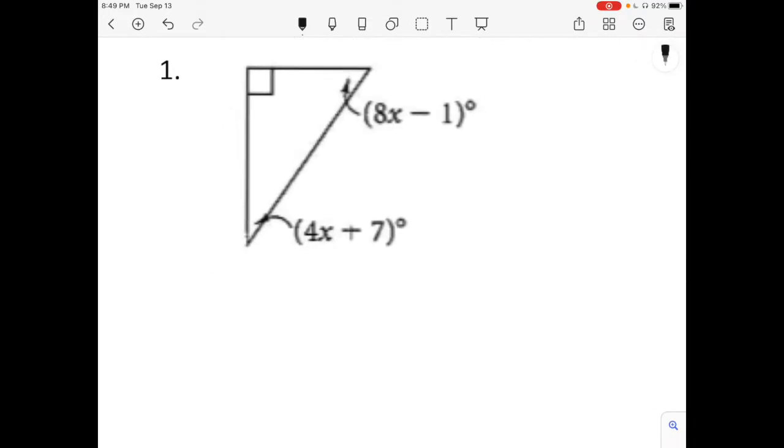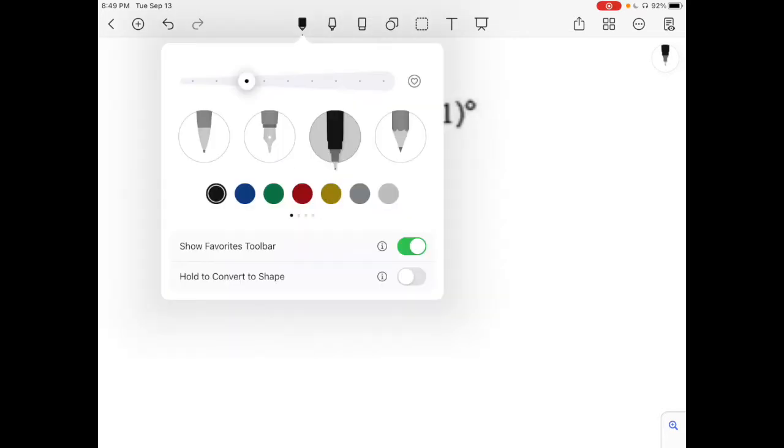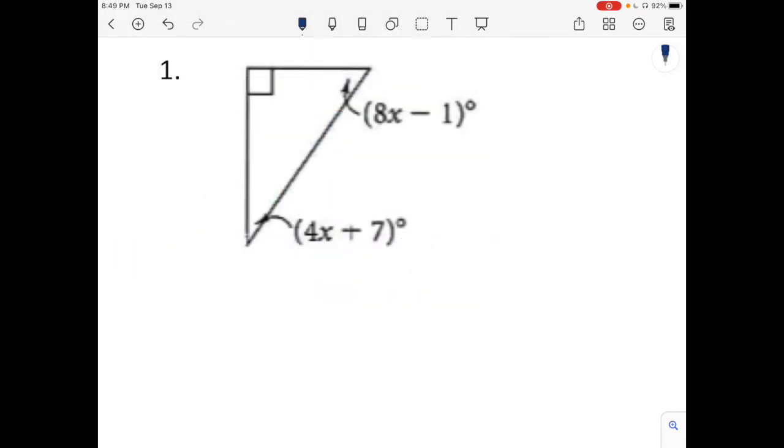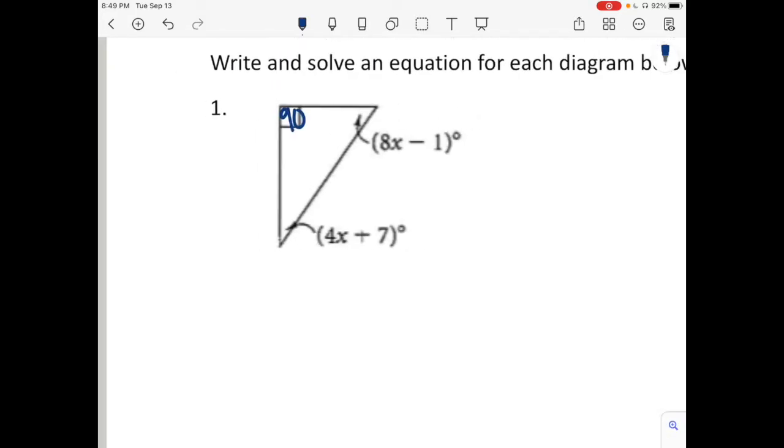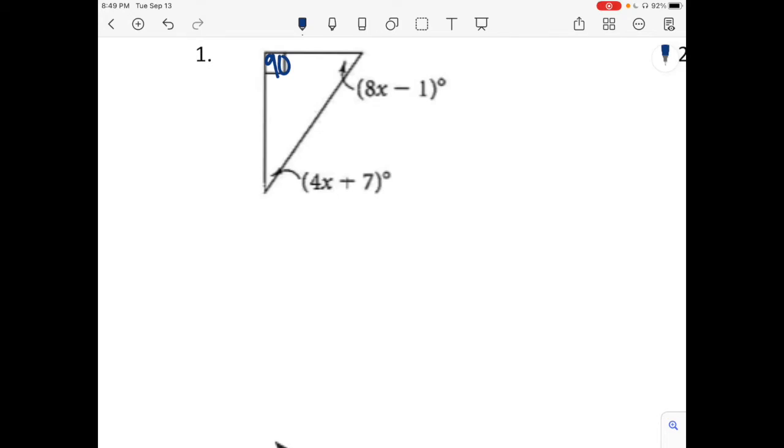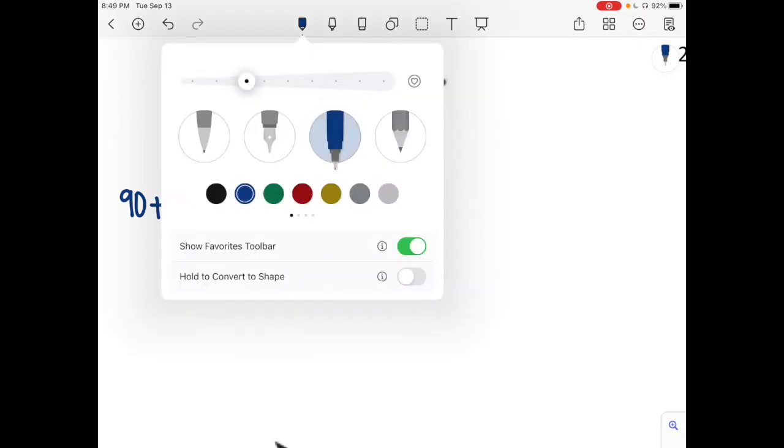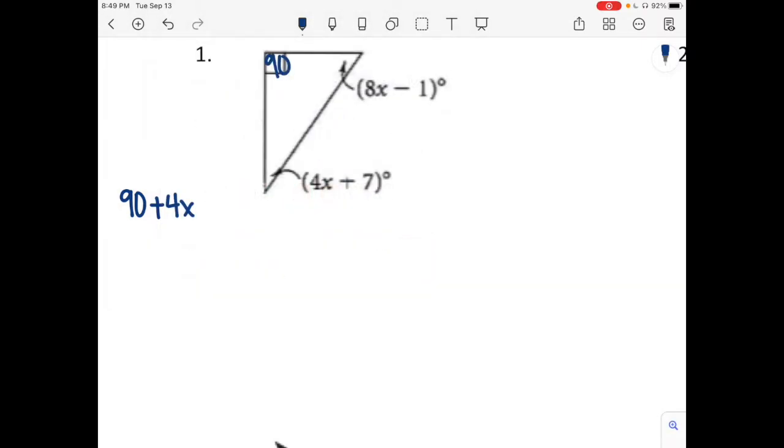We know the angles of a triangle add to 180. The big issue I see with questions like this one is people forget that this is 90 degrees and then don't write that within the equation that they're writing. So don't forget that when you're adding everything together. So we're going to say 90 plus 4x plus 7 plus 8x minus 1 equals 180.